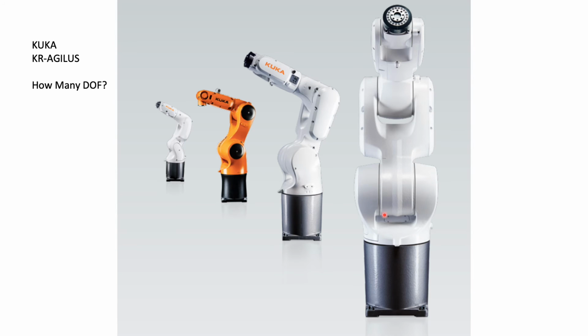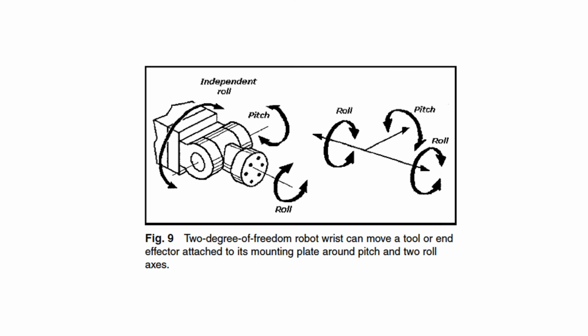So the normal 3 degrees of freedom are in the base: rotation, elevation and reach. However, the wrist, as we can see, has only 2 degrees of freedom. So this is a total of 5 degrees of freedom, and they market it as a 6 axis robotic arm, which relates, as you know, to the sensitivity.